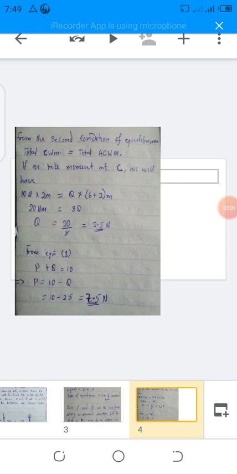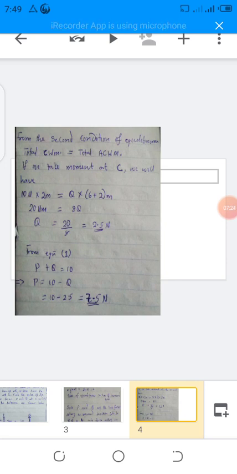Where is 2 coming from? This 2 is the distance from what I said earlier on. The 2 now represents the distance of the force 10 Newton from where the force is hanging to support D. The distance between the force 10 Newton and support D is 2 meters. So that is where the 2 meters is coming from.